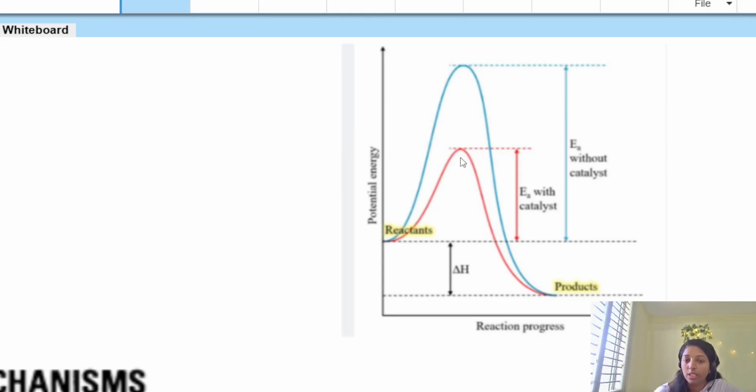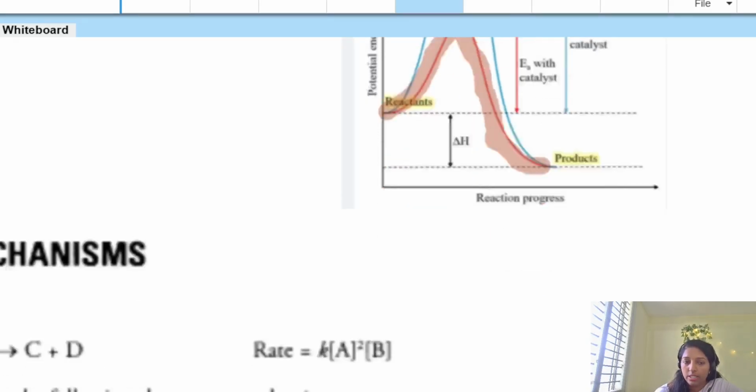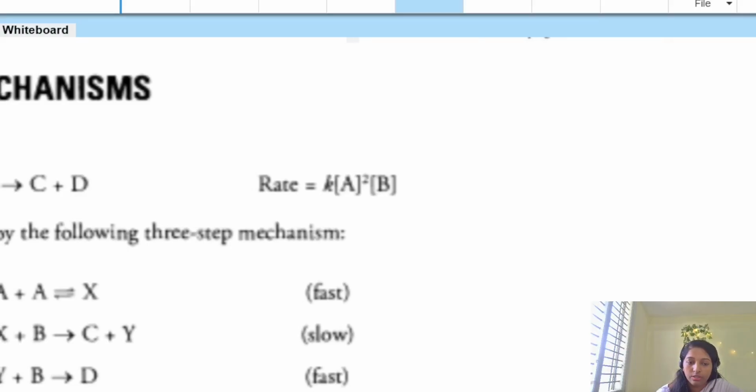What is the specialty of that alternate pathway? Yes, that pathway has a lower activation energy, so that the reaction will proceed at high speed. I think it's easily understood.